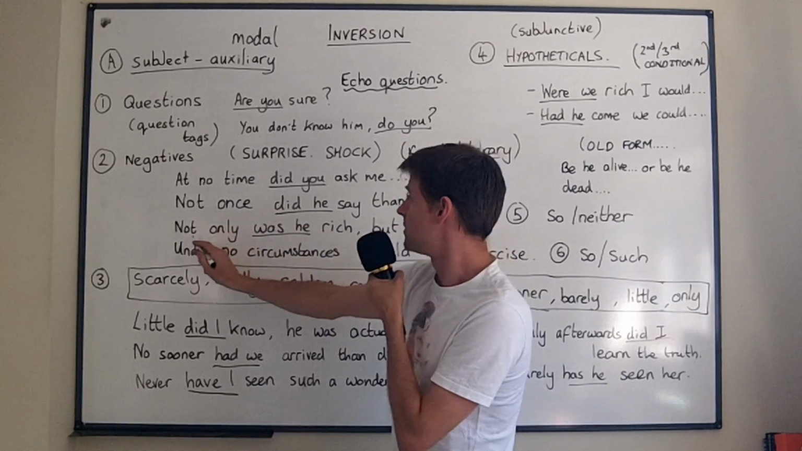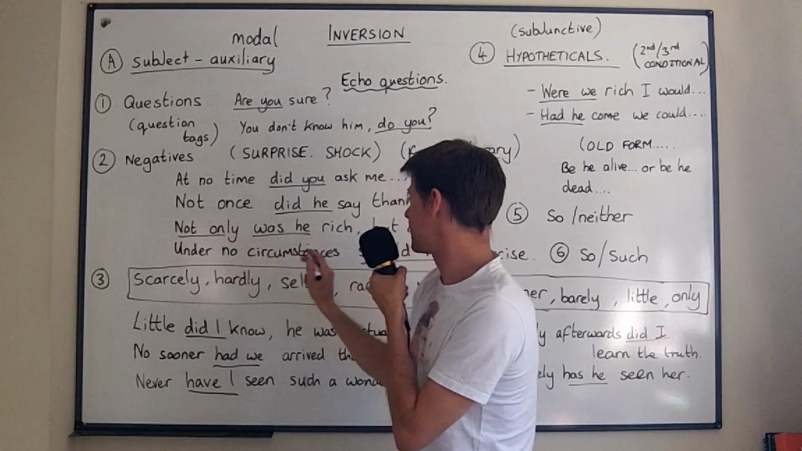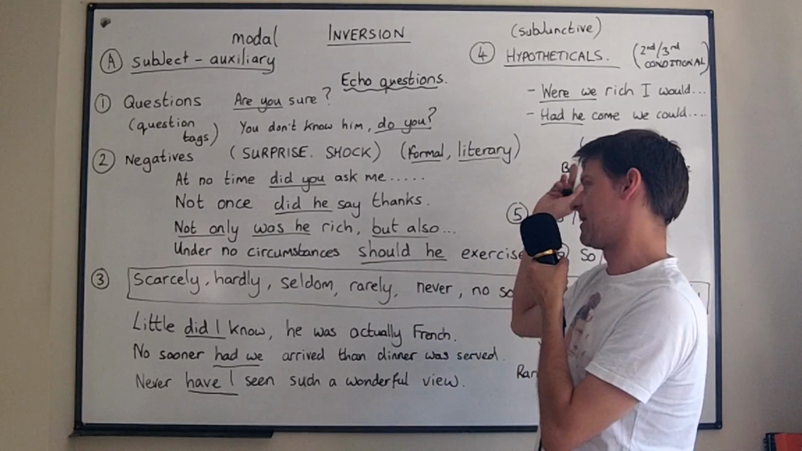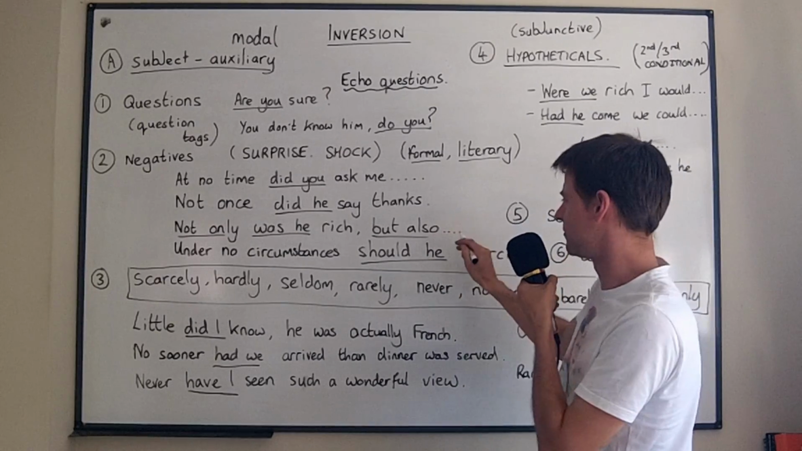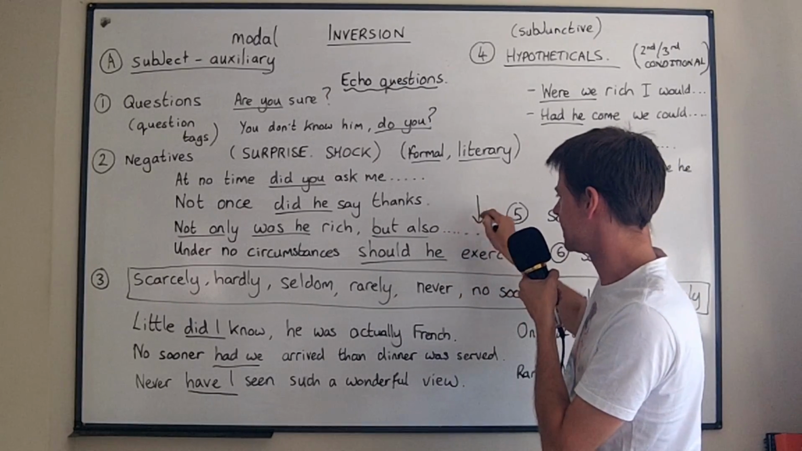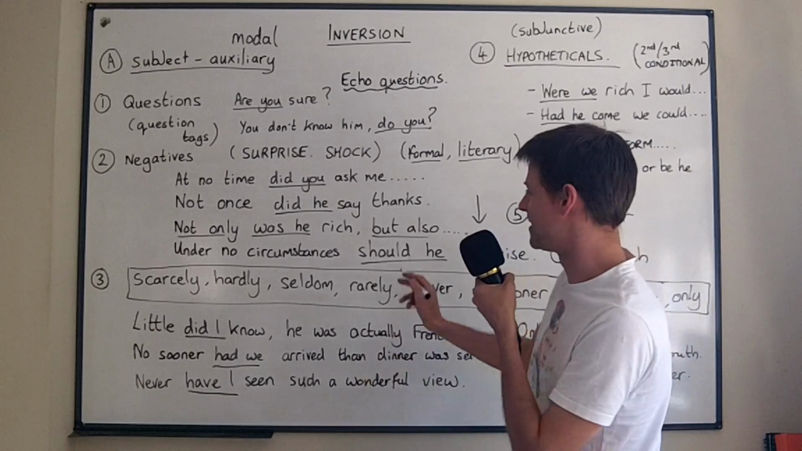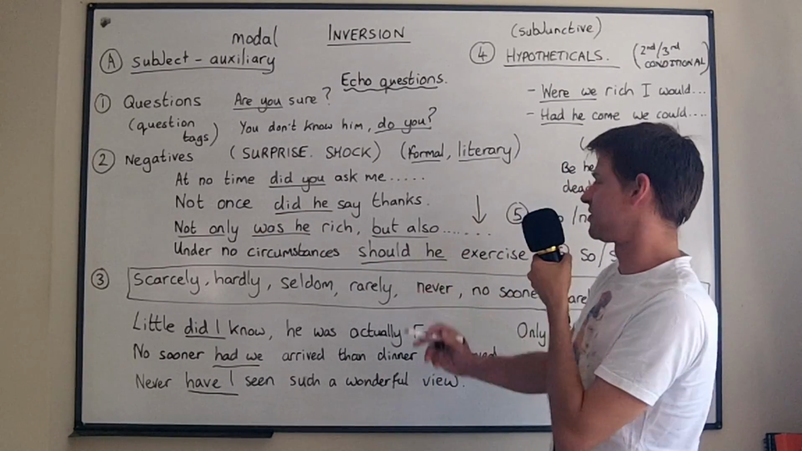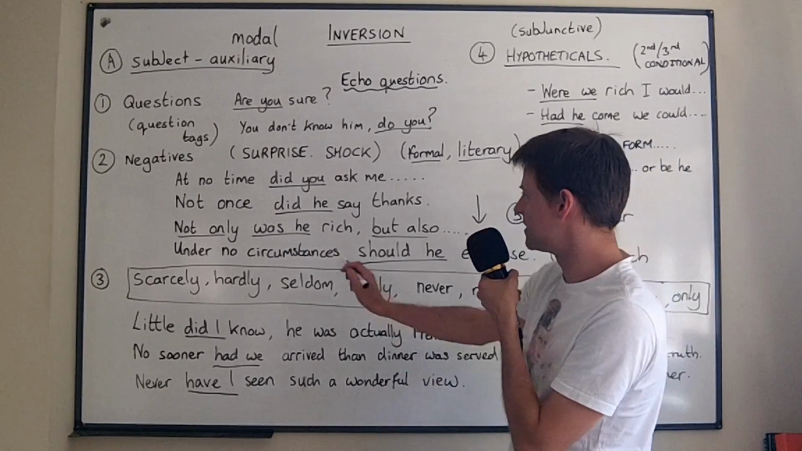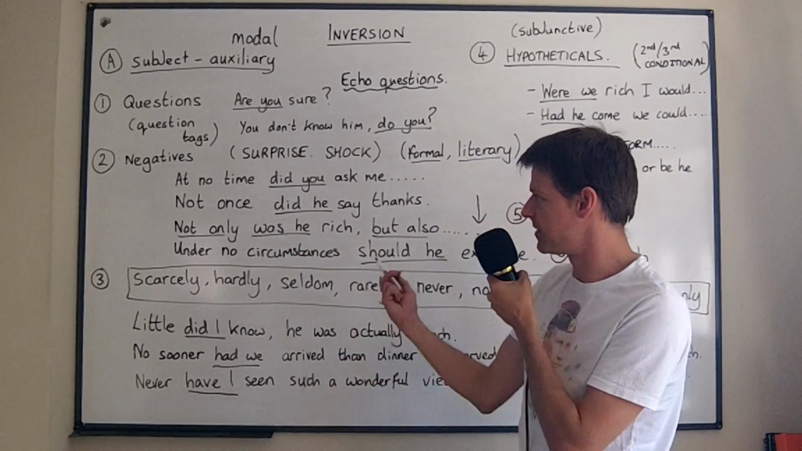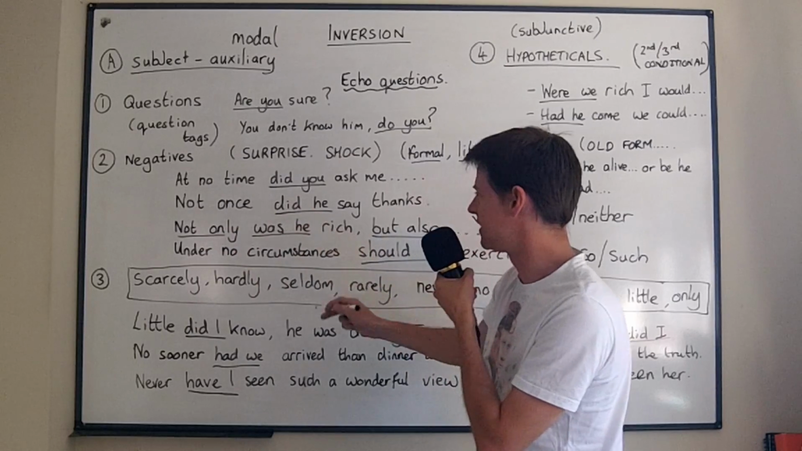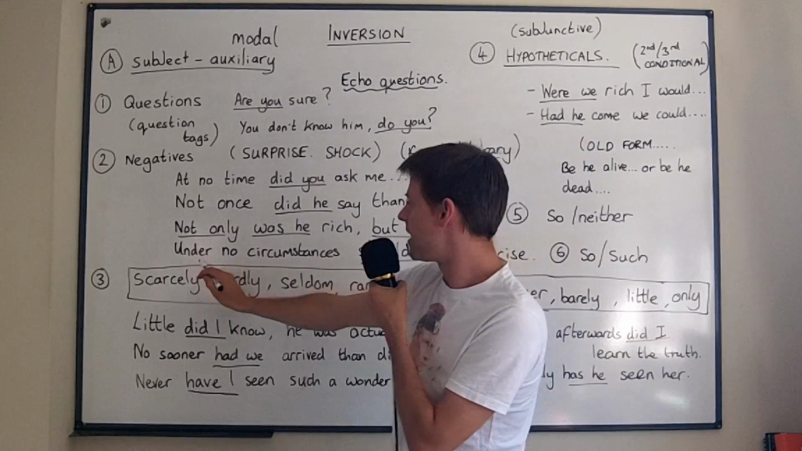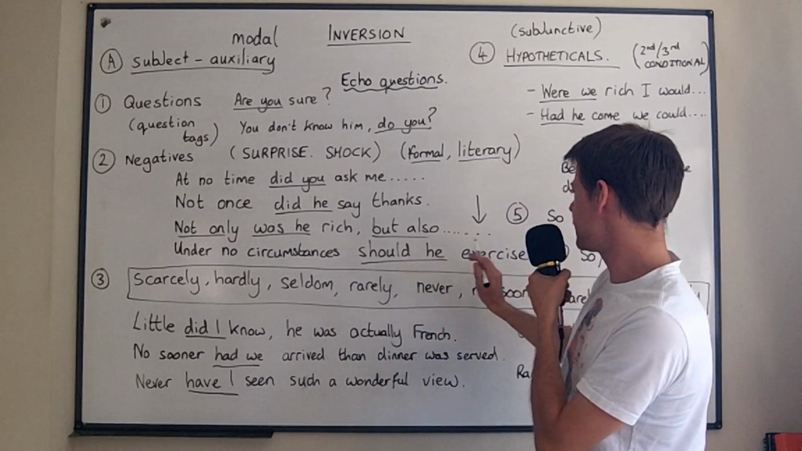But yeah, here's some more. We also very often see it with not only, but also. Not only was he rich, but also he was, and so we don't generally invert it here. Just got a little bit confused there. But not only was he rich, but also he was a nice guy, or something like that. But we do invert it just to emphasize, to put emphasis that not only was he rich, he was also a very pleasant person. Under no circumstances should he exercise.